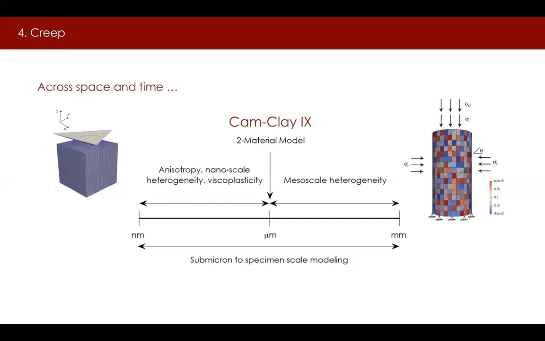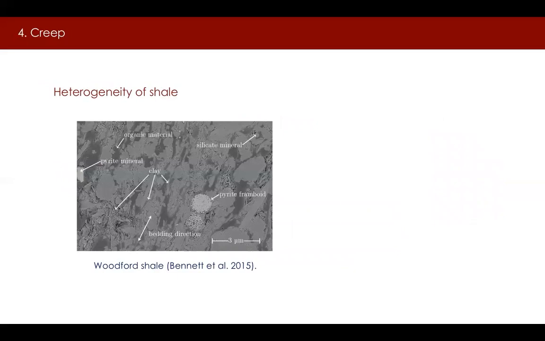CAMCLAY-9 implicitly recognizes the heterogeneity of shale at the nanoscale and explicitly at the micrometer scale. Even at the nanometer scale, shale is known to be extremely heterogeneous. The left side of this slide shows an SEM image of Woodford Shale revealing different mineral components, including pyrite, silicates, as well as organic materials. Explicitly representing all these minerals and organics into the modeling of a shale would be a hopeless effort.